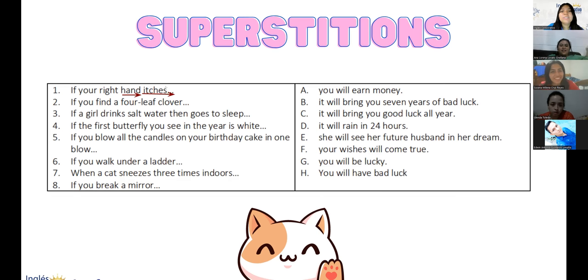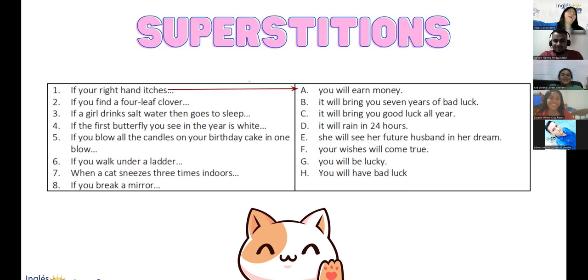You will earn money. Yeah, and that is true. I mean, cuando le pica la mano a uno, well, I don't know, pero es una superstition, right? Le dicen, vas a tener dinero. You haven't heard about that? It's very common. I'll be rich. No, but, well, I would say, I heard that when I was a child, but my mother said, you broke something.